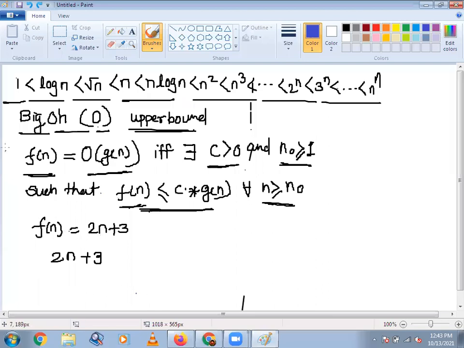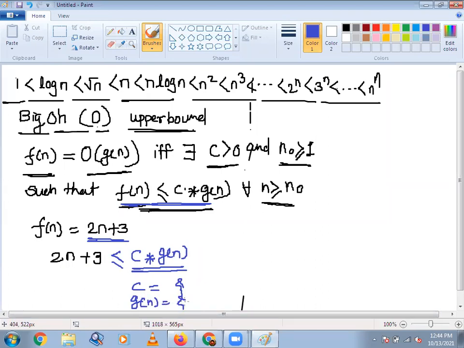Here f of n is equal to 2n plus 3. Okay, and we are going to write this function in this format. So f of n is equal to 2n plus 3. So 2n plus 3 is less than equal to c into g of n, and here we are finding the values of c is equal to what and g of n is equal to what. Are you getting?